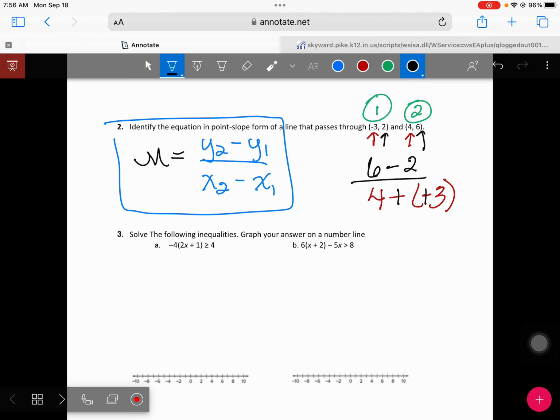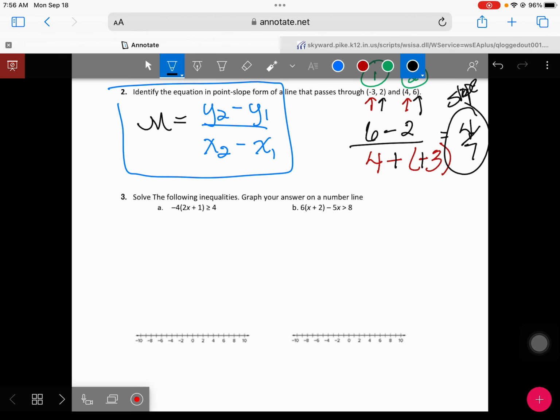So 4 plus a positive 3 equals 7, so the slope is 4/7. Am I done? No, because then it says in point-slope form. This is your slope. I should not have written quite so big. So I need to use y minus y sub 1 equals m times x minus x sub 1. Yes, that will be on the test. It might not be on that exact problem, but you will find it in another problem on the test.